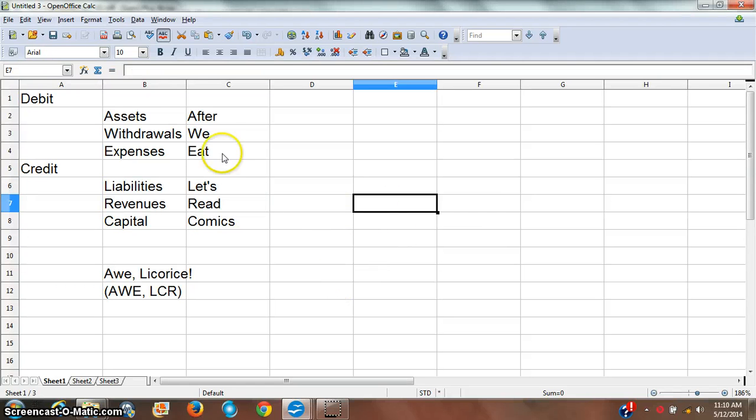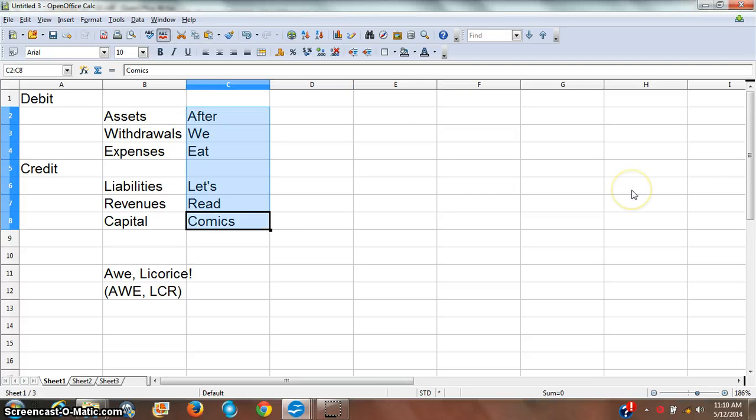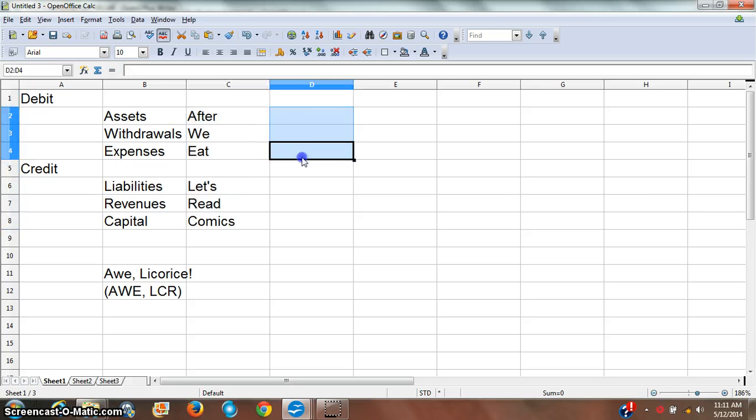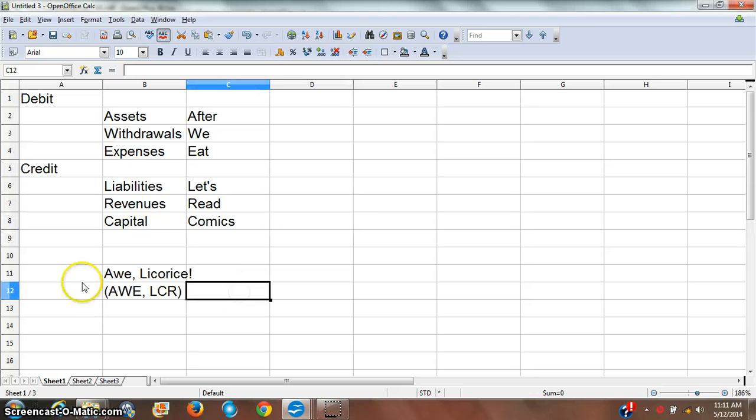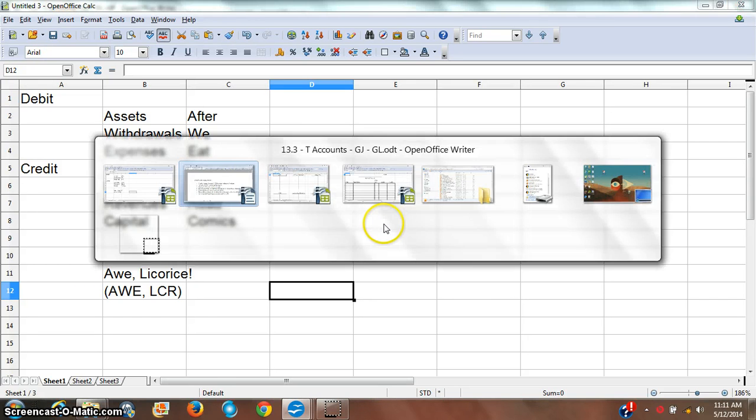And there's a couple ways of doing that. Some people remember it by this acronym: after we eat, let's read comics. That's a good way. You just remember the first three are debit accounts and the last three are credit accounts. And then other people remember this as licorice, because people really like licorice. And the acronym is, again, AWE for assets, withdrawals, and expenses. These are the debits. And then liabilities, capital, and revenue. These are the credit accounts. So you have to have this memorized before you can really do transaction analysis well.